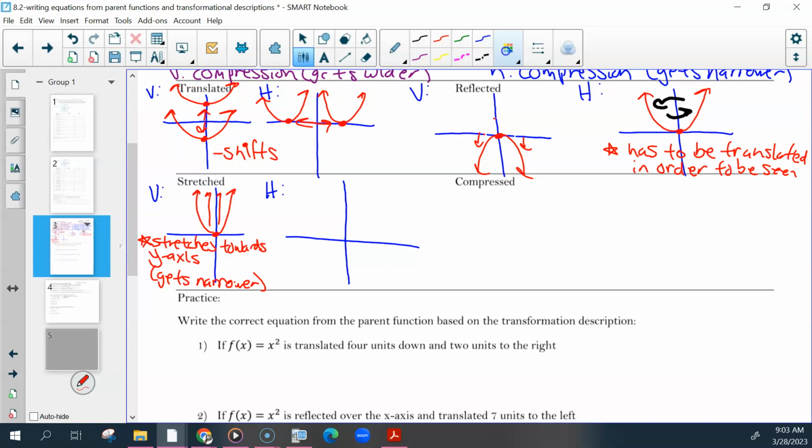But a horizontal stretch, as the vertical stretch stretches towards the y-axis, the horizontal stretches towards the x-axis, so it gets wider, because it's stretching towards the x-axis.